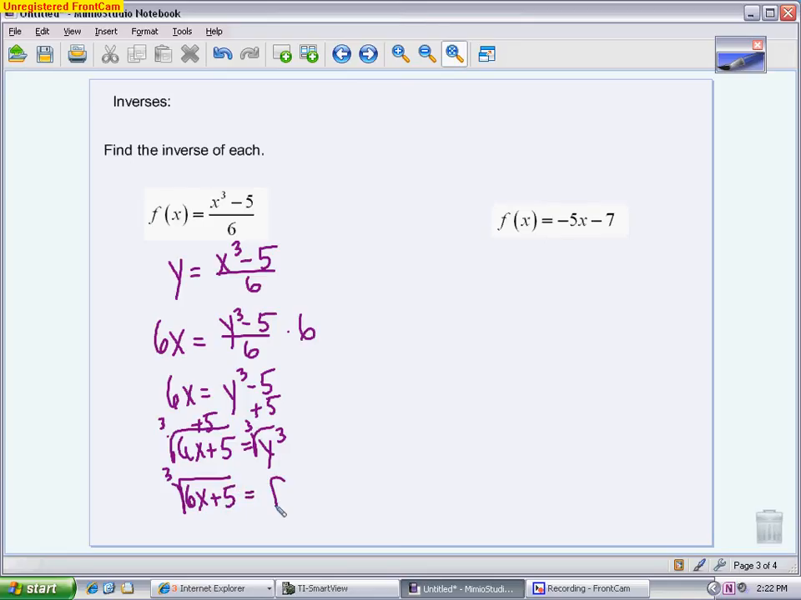And the notation that we use is we use an f with a -1 next to it. That is the symbol for inverse. You could also write a y with a -1 next to it. Again, the symbol for an inverse. Same process with the next one.